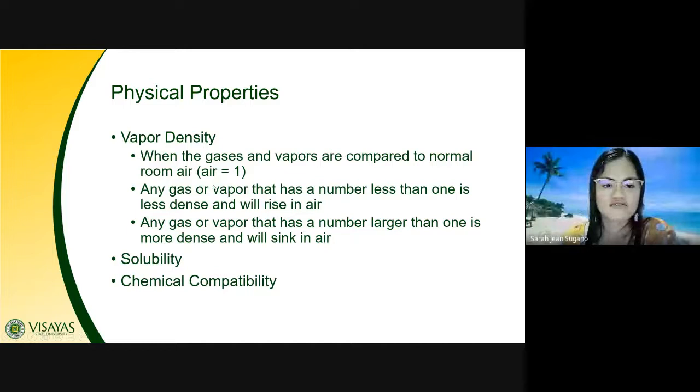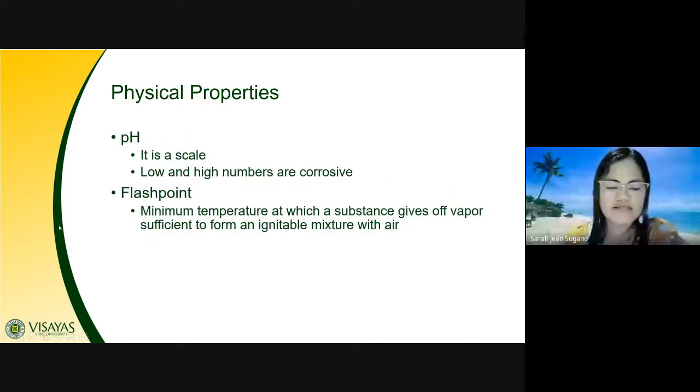Okay, so we have also the vapor density. It is when the gases and the vapors are compared to normal room air. Okay, and any gas or vapor that has a number less than 1 is less dense and will rise in air. And we have also solubility and chemical compatibility. And another is the pH of the chemical. So when the numbers are low or high, these are corrosive.